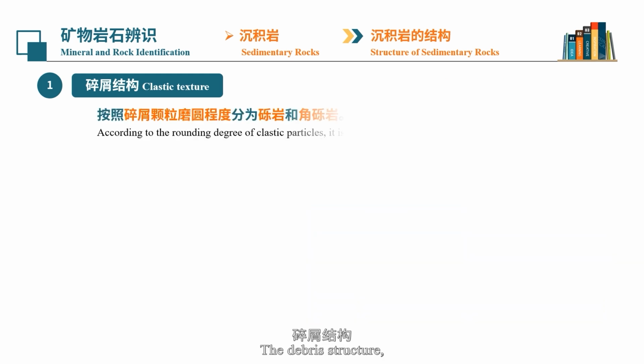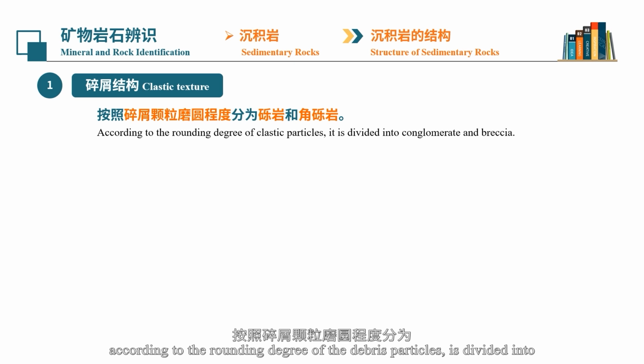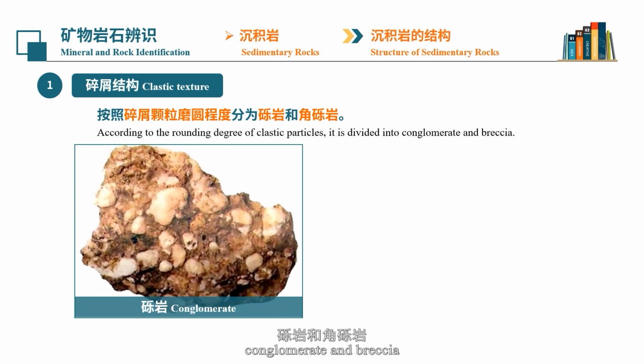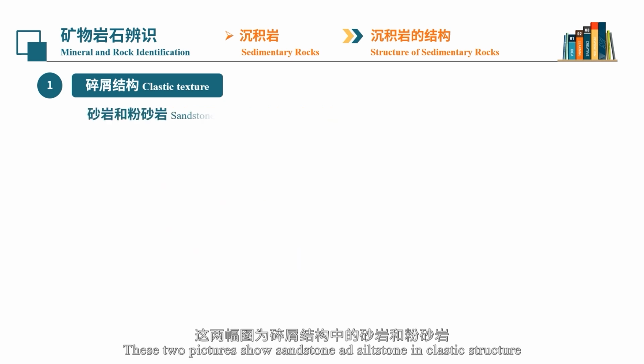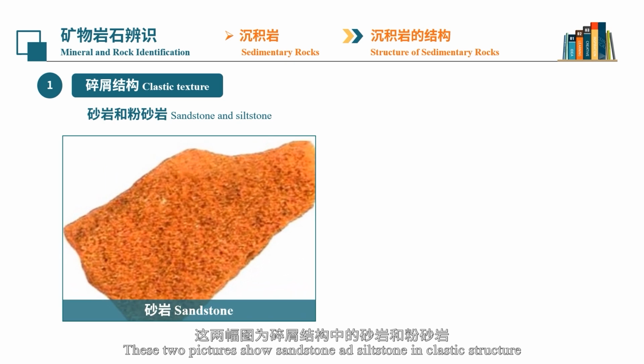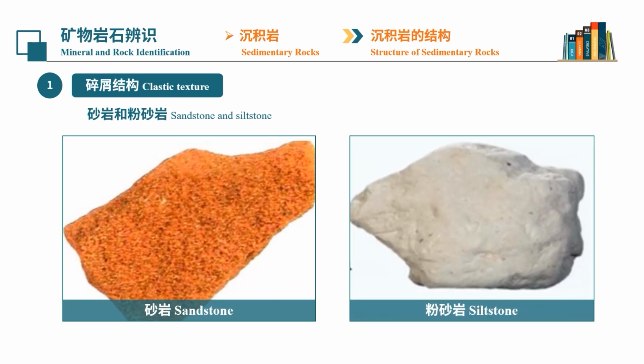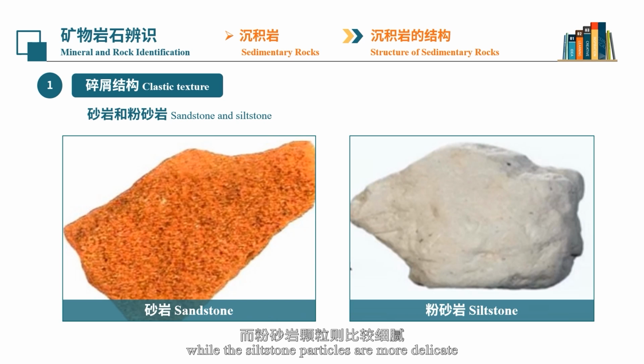The clastic structure, according to the rounding degree of the debris particles, is divided into conglomerate and breccia. As can be seen from the left and right pictures, the roundness of conglomerate is better, with no edges and corners, whereas breccia is angular. These two pictures show sandstone and siltstone in clastic structure. The sandstone particles are slightly coarse, while the siltstone particles are more delicate.